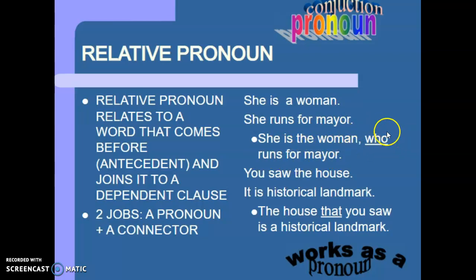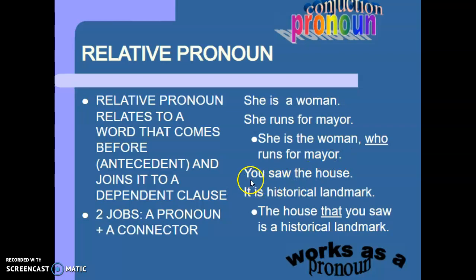So this would be the relative pronoun, right? It joins the antecedent to the dependent clause. If I just said runs for mayor, that can't stand alone. You're still wondering something. It's like, what? Runs for mayor? Makes you wonder. It's dependent on something else. That's the dependent clause part. And so the relative pronoun will be joining the antecedent with the dependent clause piece.